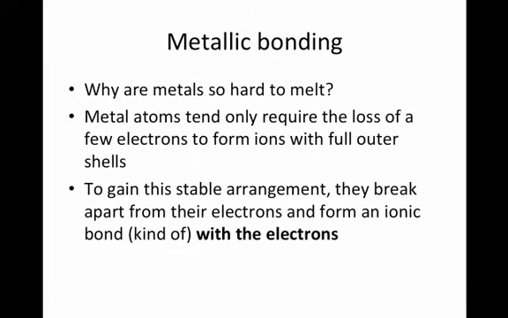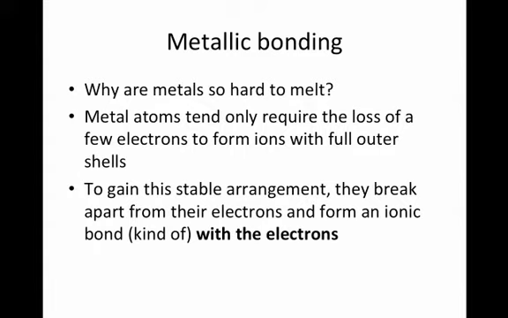So, why are metals hard to melt? Well, metals only require the loss of a few electrons to form ions. That's one of the things that defines them. So, to gain a stable arrangement when they are on their own, they break apart with the electron and form a sort of ionic bond with it. I say kind of because an ionic bond, as we just learned, was between two oppositely charged ions, whereas an electron is not an ion, it is a subatomic particle. So, this is an electrostatic bond between the electron and the metal ion.